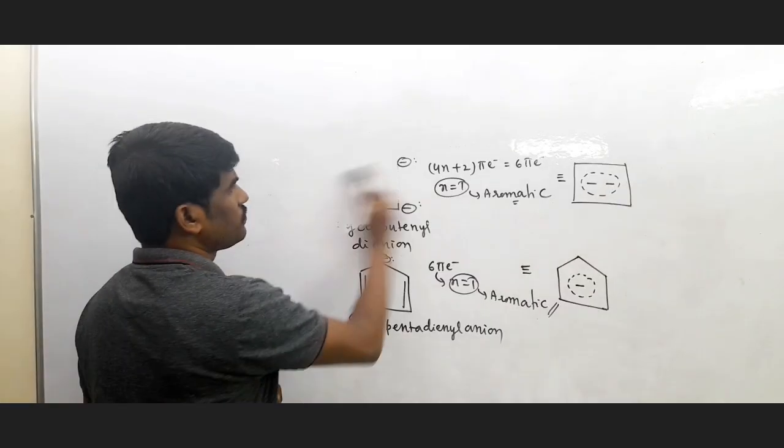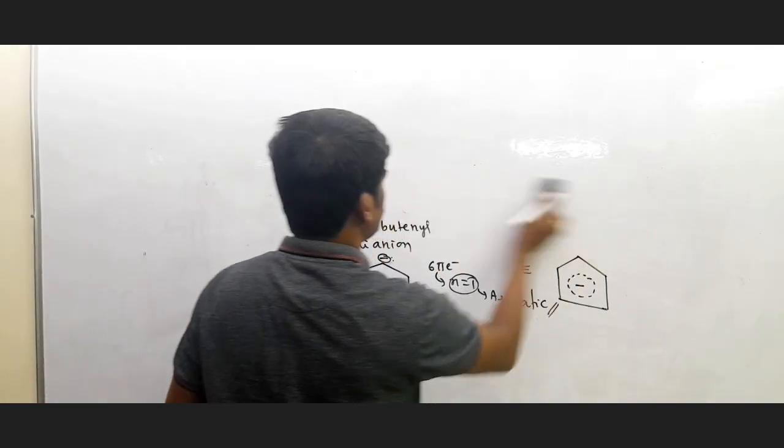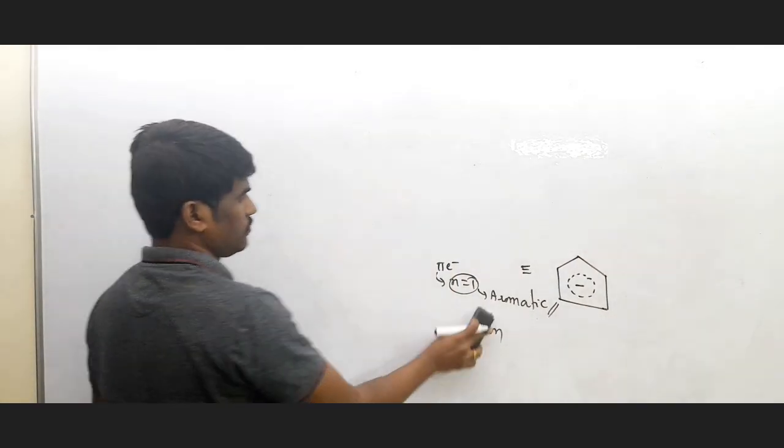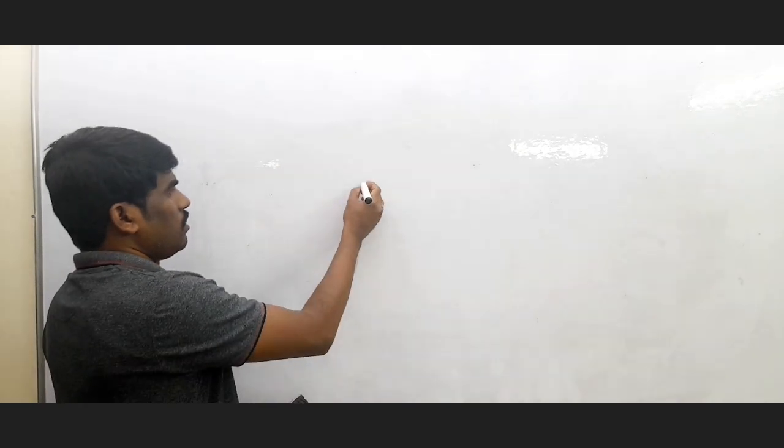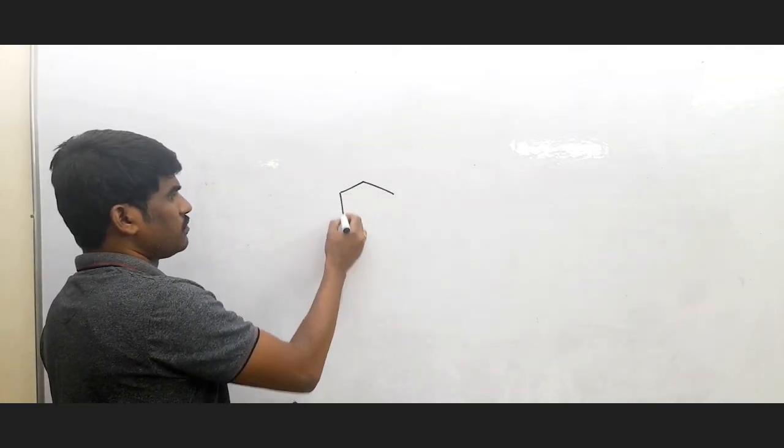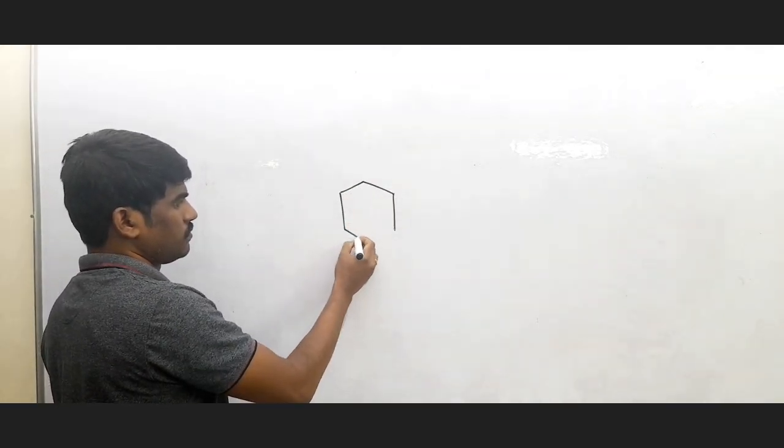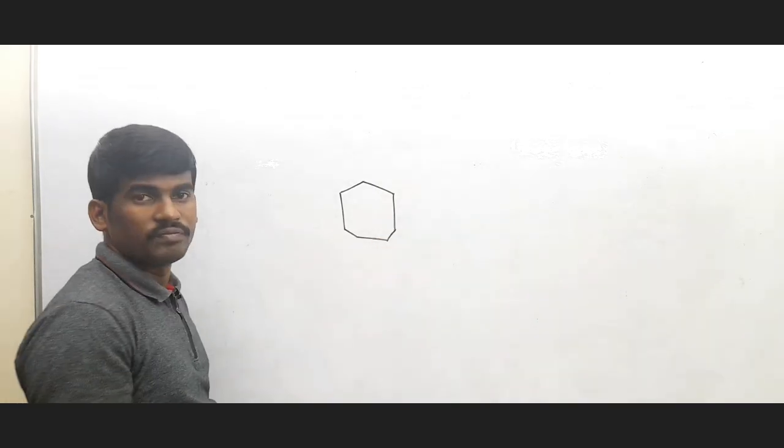Let us talk about a few more examples. Most popular example it is the 7-membered ring. Okay.